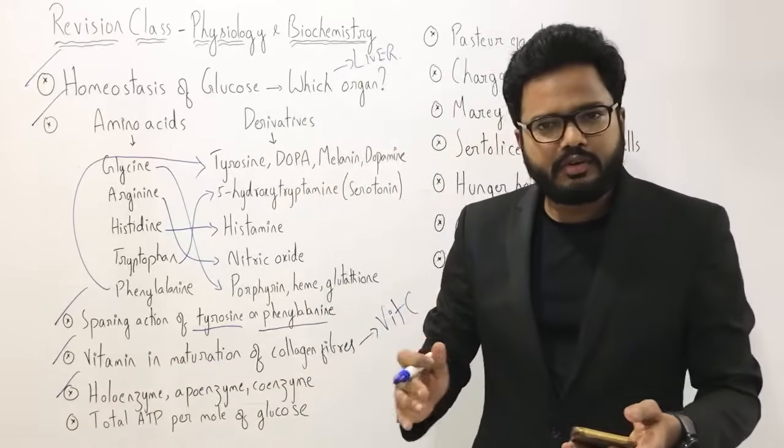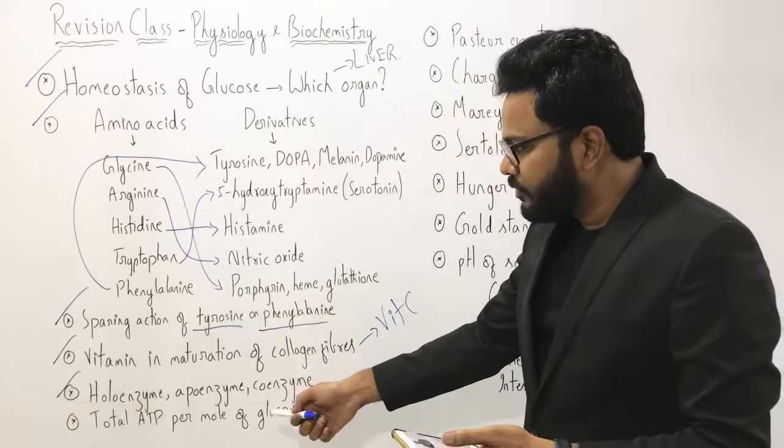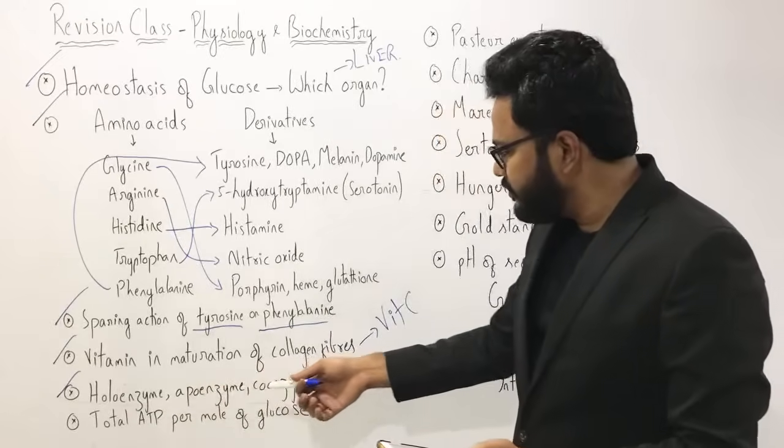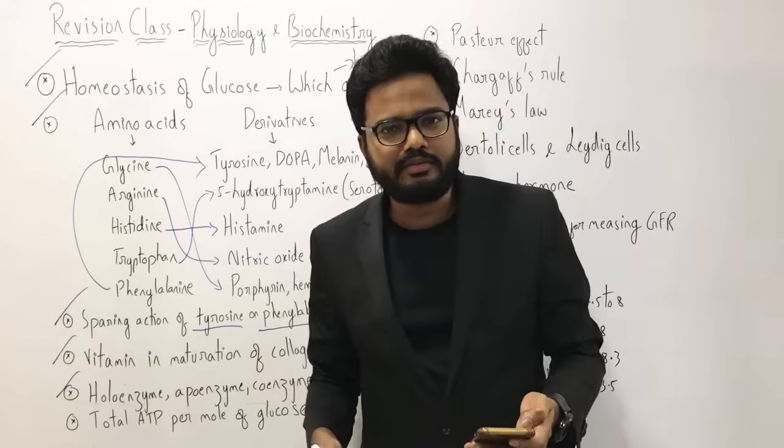Often we get confused with these terms, but let's just have an overview of the same. So how do you differentiate, or what is the difference between holoenzyme, apoenzyme and coenzyme? Are they the same or is there any subtle difference?